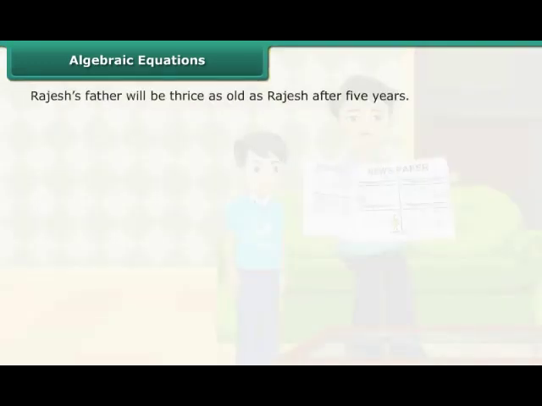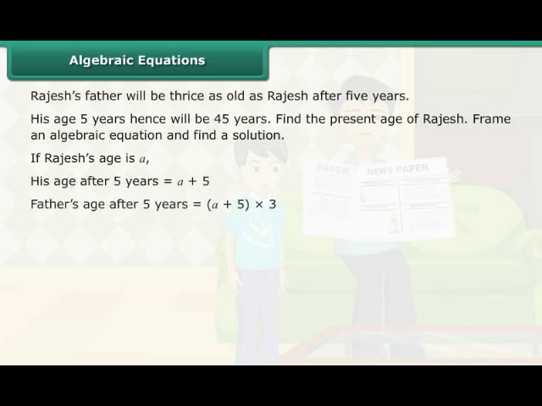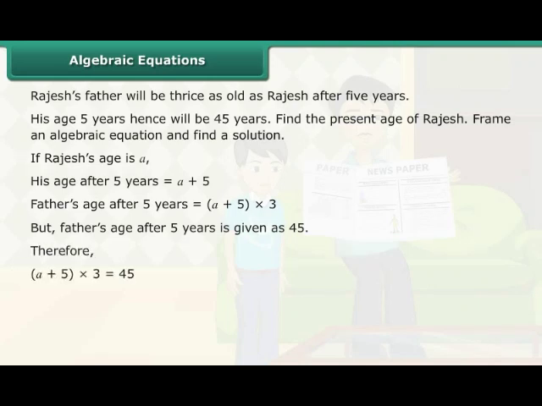Rajesh's father will be thrice as old as Rajesh after 5 years. His age 5 years hence will be 45 years. Find the present age of Rajesh. Frame an algebraic equation and find a solution. If Rajesh's age is A, his age after 5 years is A plus 5. Father's age after 5 years is (A plus 5) into 3. But father's age after 5 years is given as 45. Therefore, (A plus 5) into 3 is equal to 45.